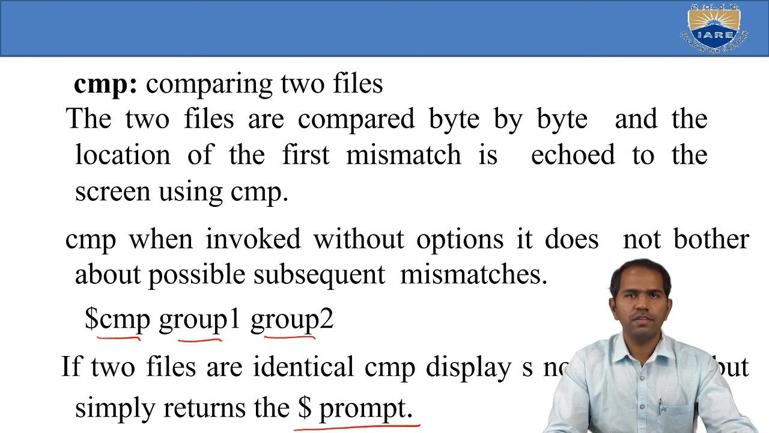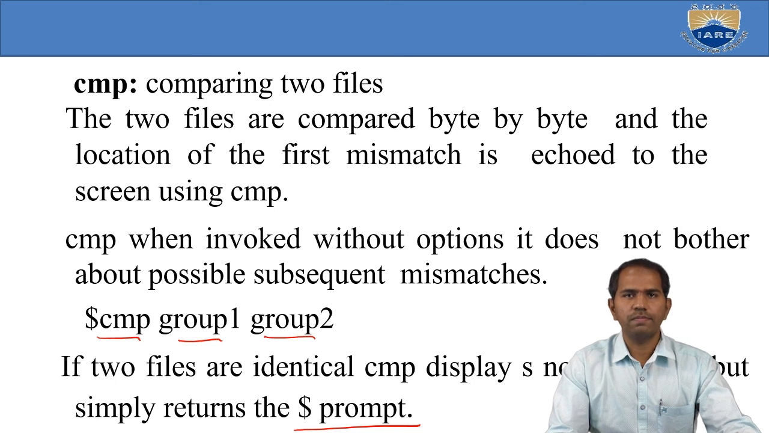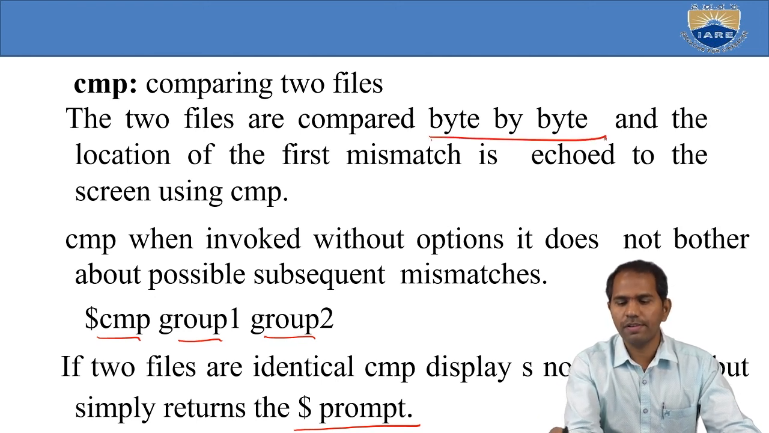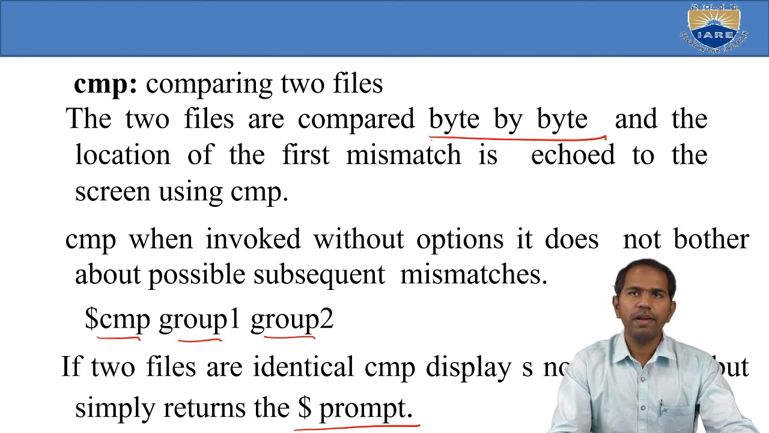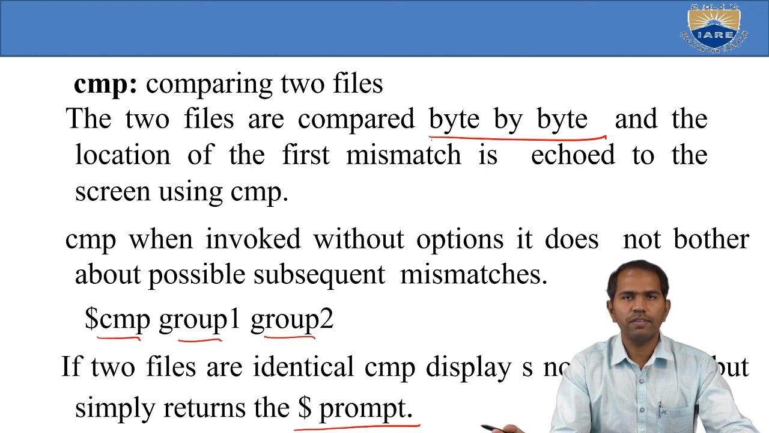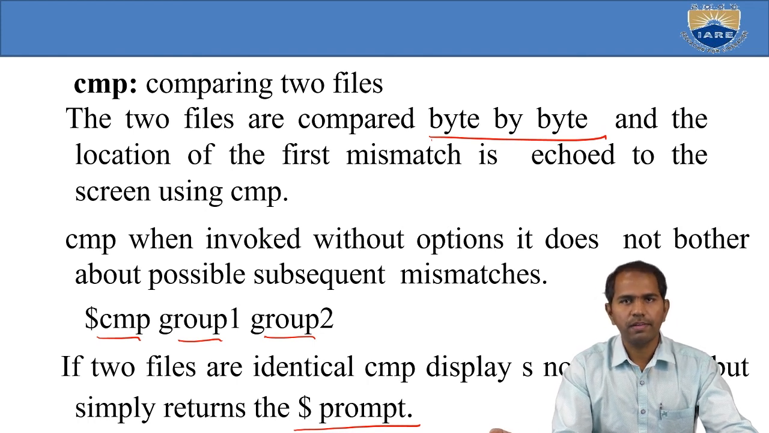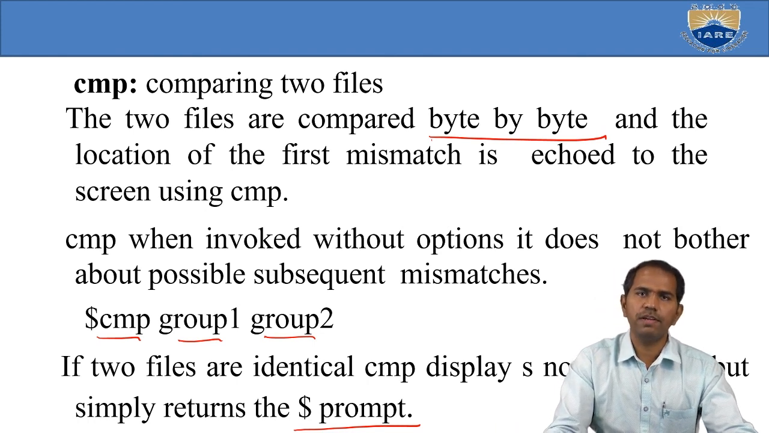cmp is one of the commands which supports comparing two files, to check whether the contents are the same or not. It compares byte by byte, and the location of the first mismatch is echoed to the screen. If it matches, it simply displays the dollar prompt.